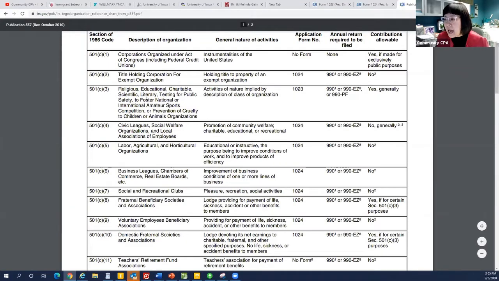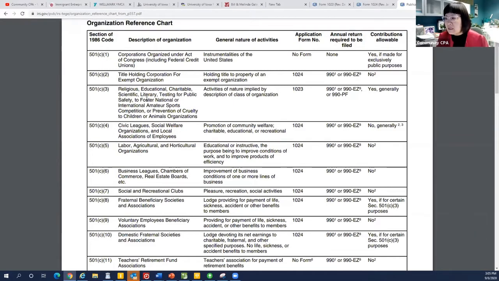It's religious, educational, charitable, scientific. All of these general ideas of nonprofit sit under 501(c)(3). If you look at the last column, it says contribution allowable. What does that mean? It means whether you can deduct that money as a nonprofit donation. You see how they have no, and they have yes, but 501(c)(3) is a yes.